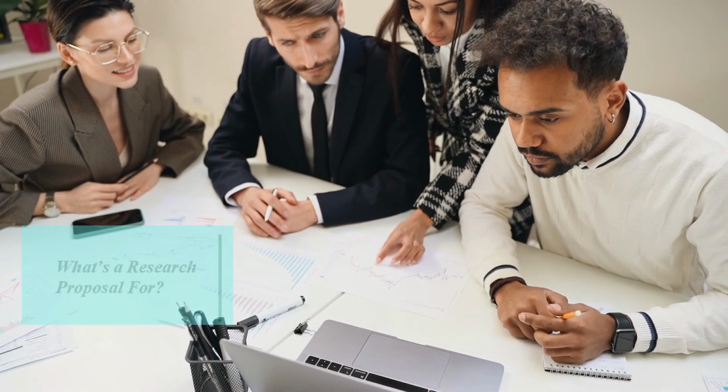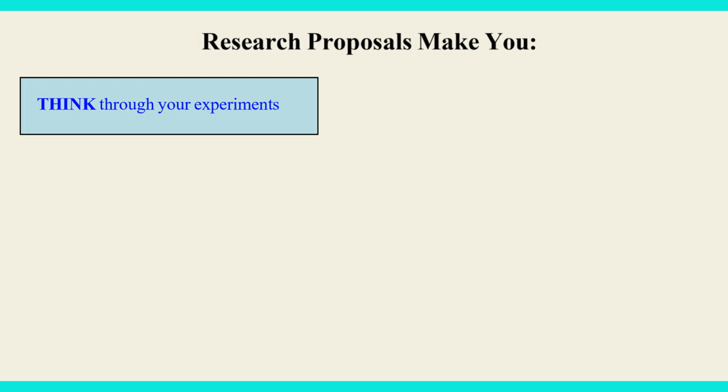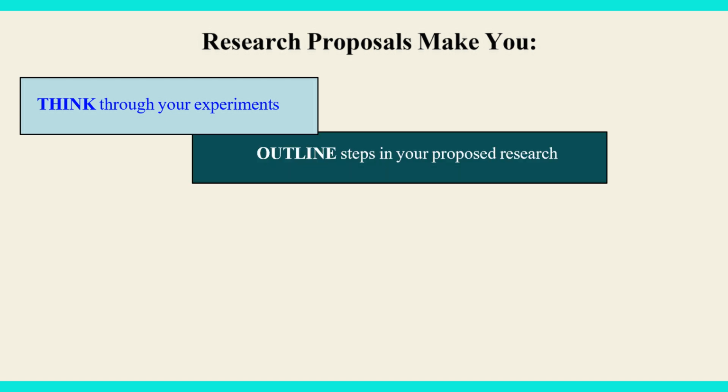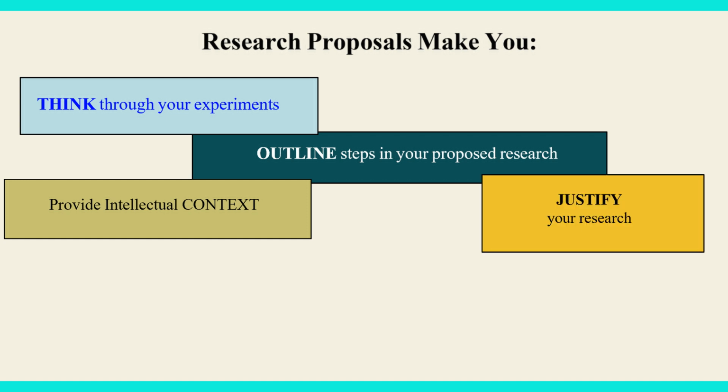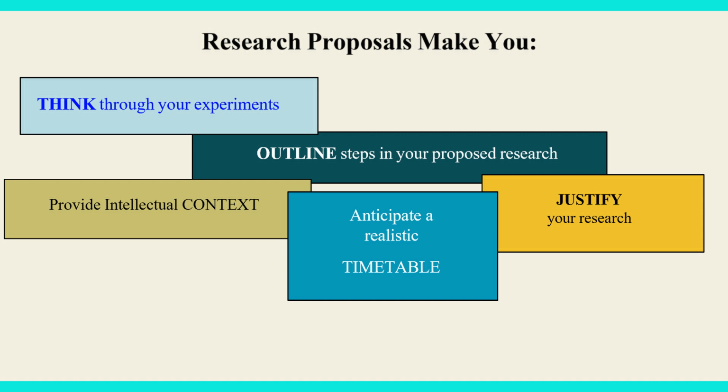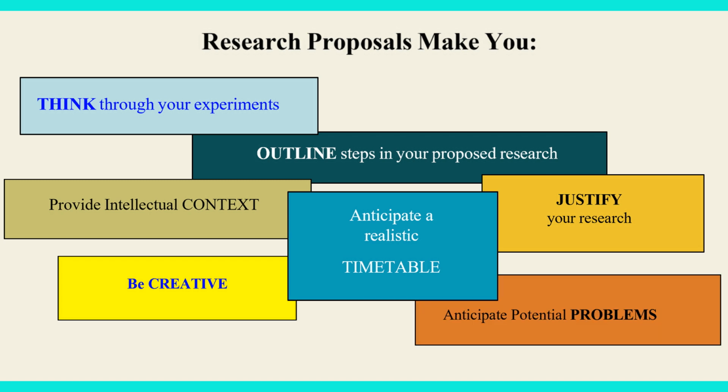All right, so a good research proposal should make you think about your experiments. It should be an outline of steps in your proposed research. It should provide intellectual context of your research. So that's, again, tying back to that literature review, and justification for your research. And then you should also anticipate a realistic timeline. Try to make it creative. Make sure you're thinking about potential problems that could arise and that you acknowledge those potential problems to show your committee that you've thought about this in advance.